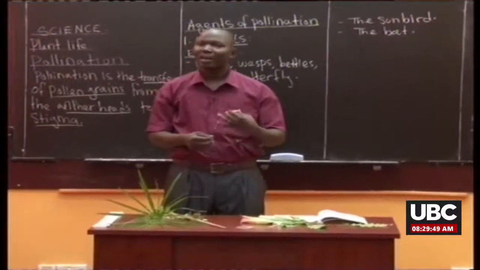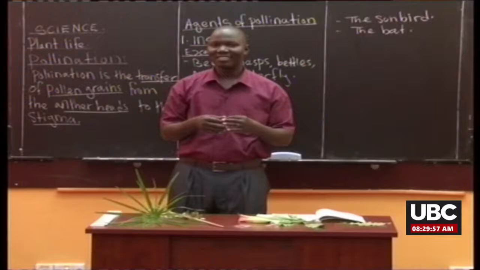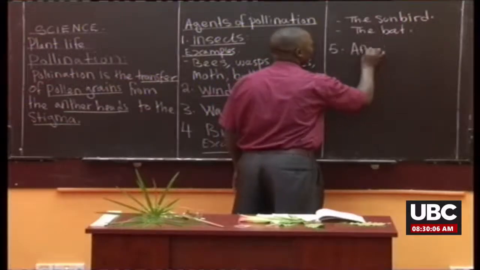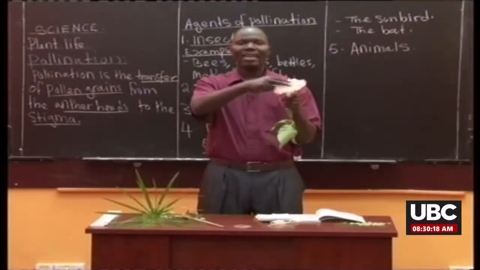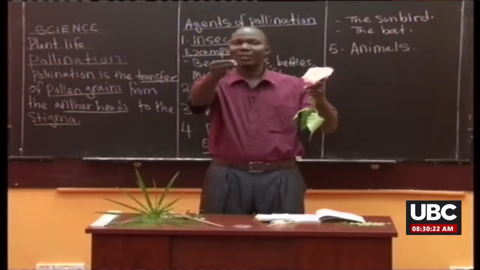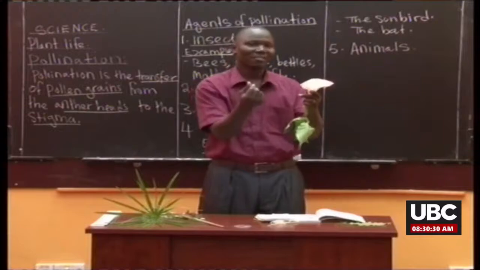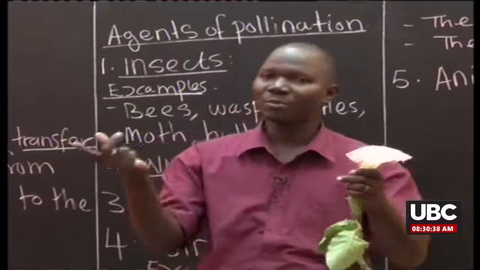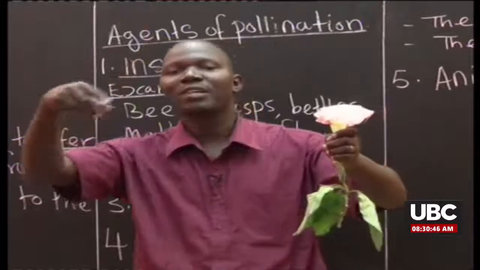And then lastly, children, among the agents of pollination, we have animals. We include animals as our last agent of pollination. As I was moving around, you could get a flower and you admire it, you're touching, and as you move, pollen sticks onto your hand. You touch another plant, pollen will have moved. Remember, pollen is very, very light and very small. Sometimes you can't even see it with your eyes. But as a cow is moving, as a goat is moving around, as very many different animals are moving, they help to transfer pollen from one plant to another.